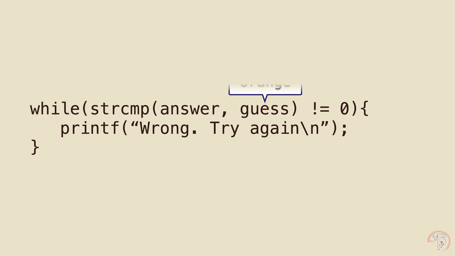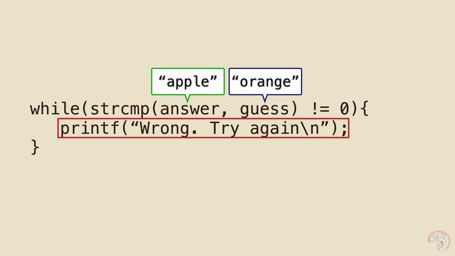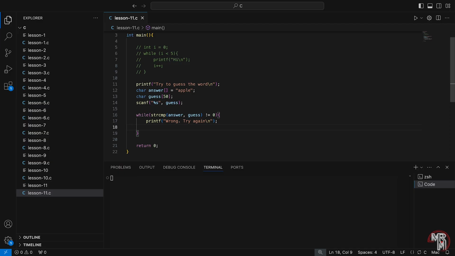Now let's say the user inputs orange. Since apple and orange are not the same strings, the strcmp function returns a non-zero value, and the execution gets inside the loop, prints wrong, and since there's nothing else in the loop, the computer goes back and checks the condition again. And the next time it checks the condition, the user input is still orange, and it's still incorrect, which results in an infinite loop. What I'm hinting at here is we need to let the user enter another word if the previous word is incorrect. To do that, inside the loop, after telling the user that their guess is incorrect, we need to take user input again, like this.